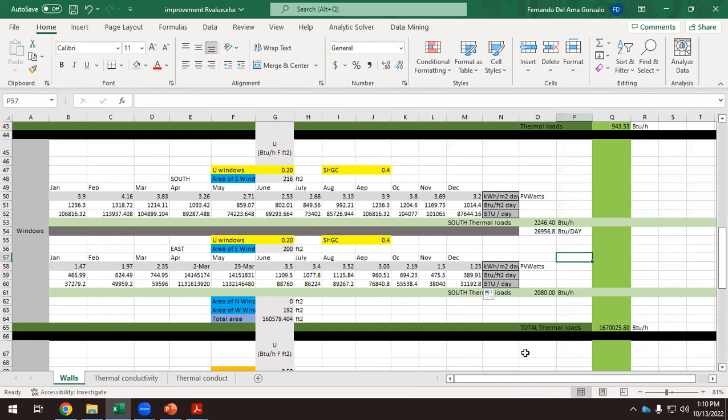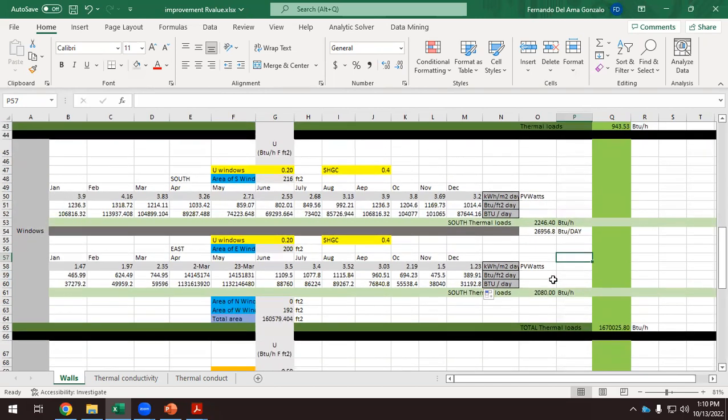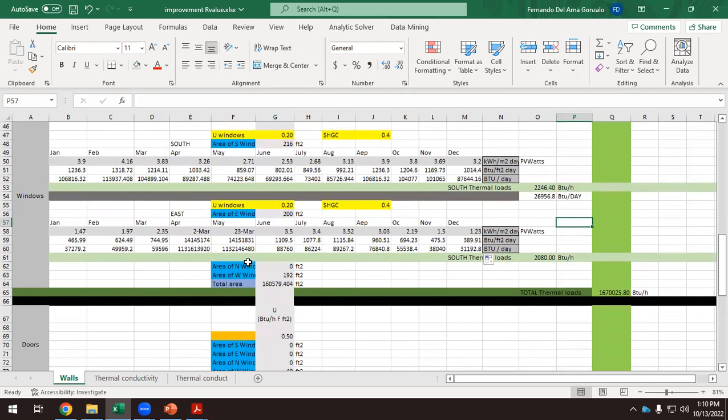Okay. So that's it. Then I have to do the same with the northern and with the southern window. In this case, we have east and we have south and west. Okay, so you have to do this. And if you don't have any east windows, you type here 0 in the area, and that's it. We don't have any thermal load.